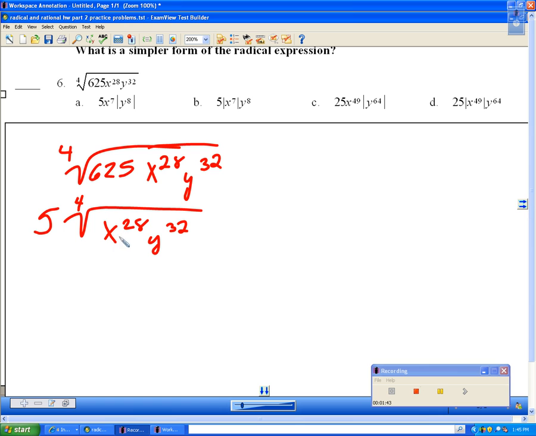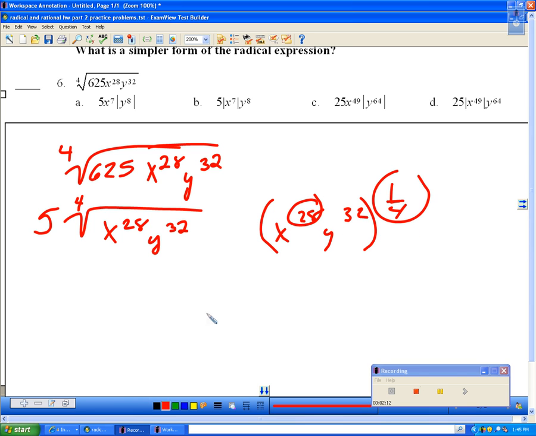So next, I can sit here and think to myself, all right, x to the 28th, y to the 32nd, if I raised both of those to the 1/4 power, which is what would happen if I'm using the fourth root, they come out nice and evenly. Because using my power of a power rule, 28 times 1/4 gives us x to the 7th. 32 times 1/4 gives us y to the 8th. So I can finish it up by writing 5x to the 7th, y to the 8th.